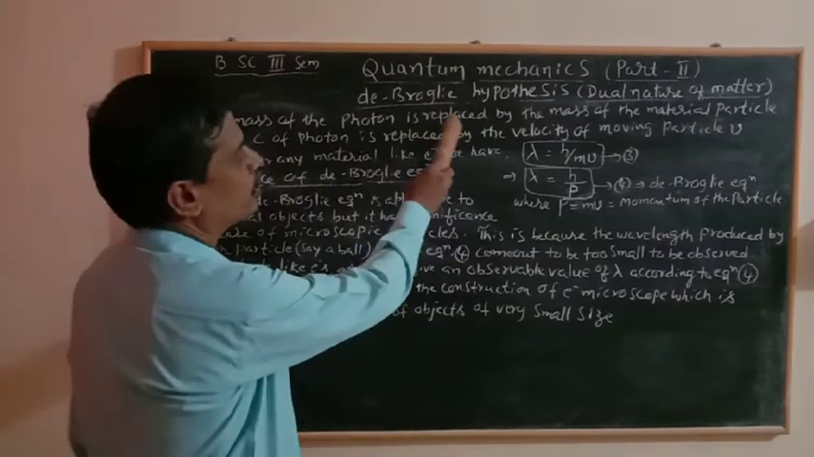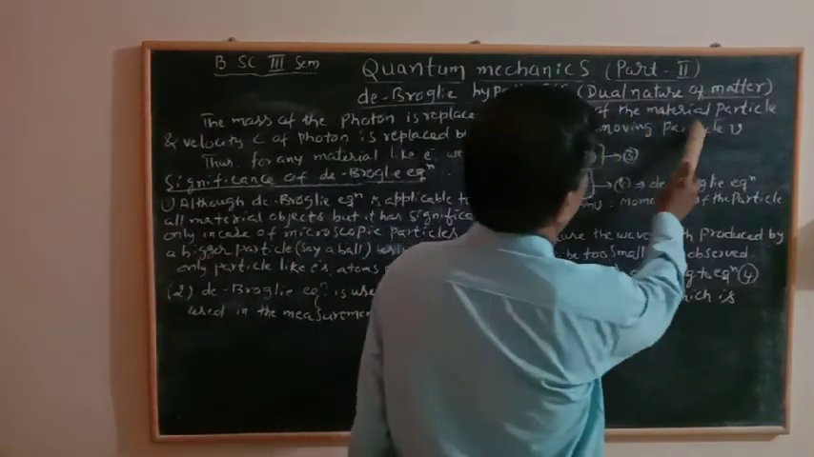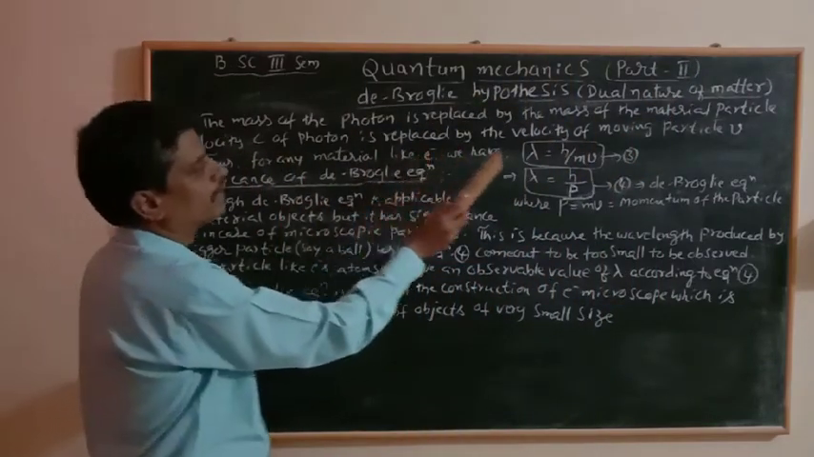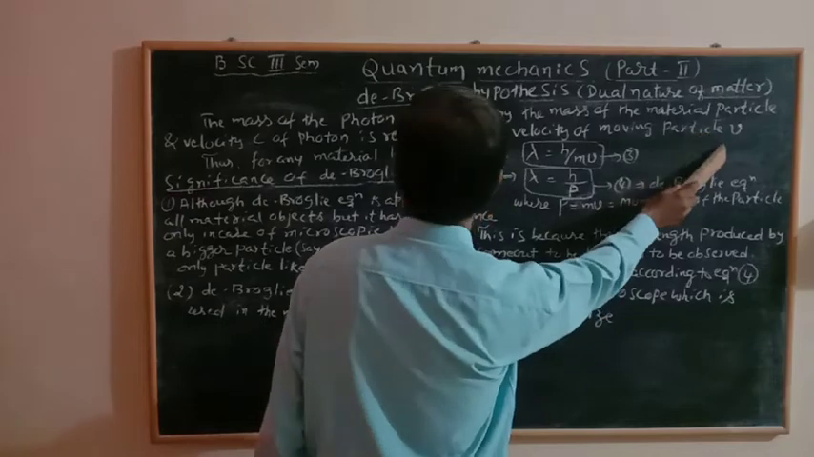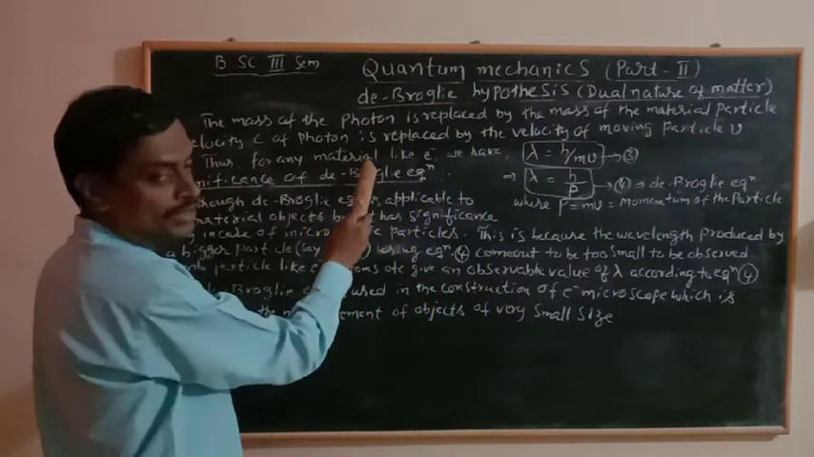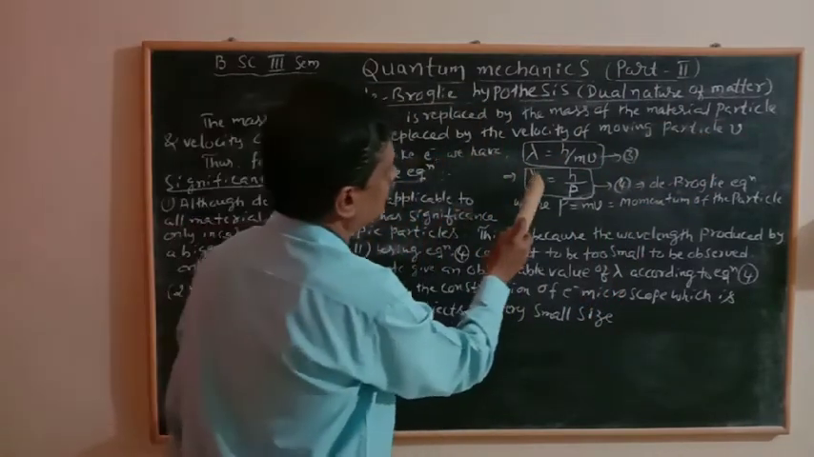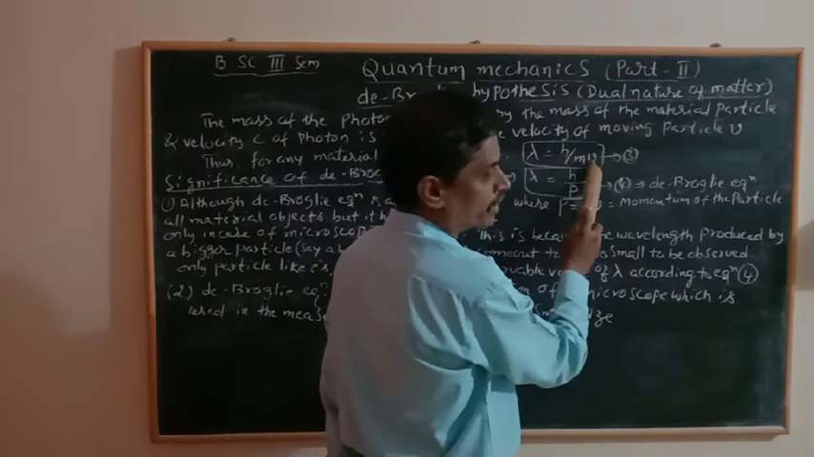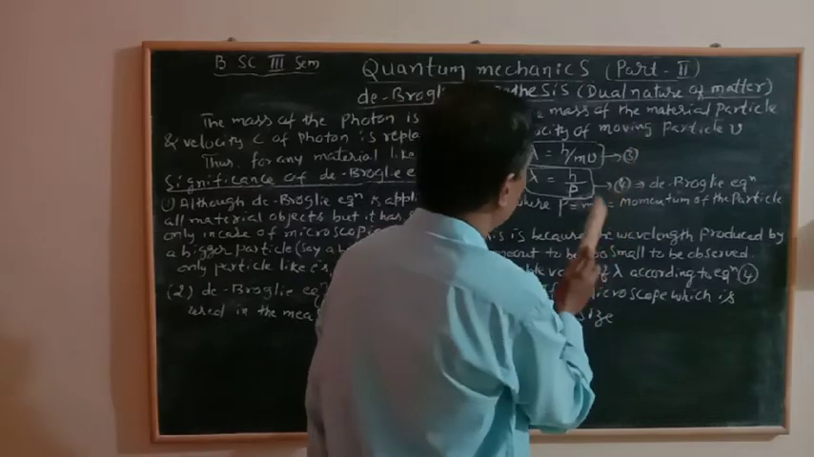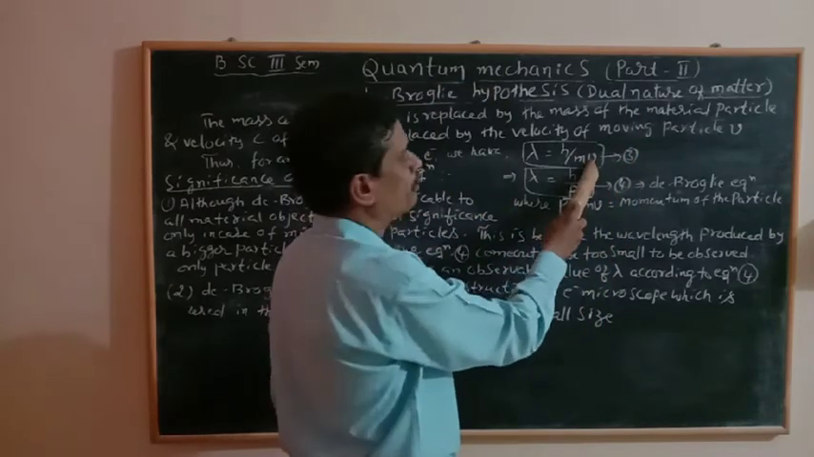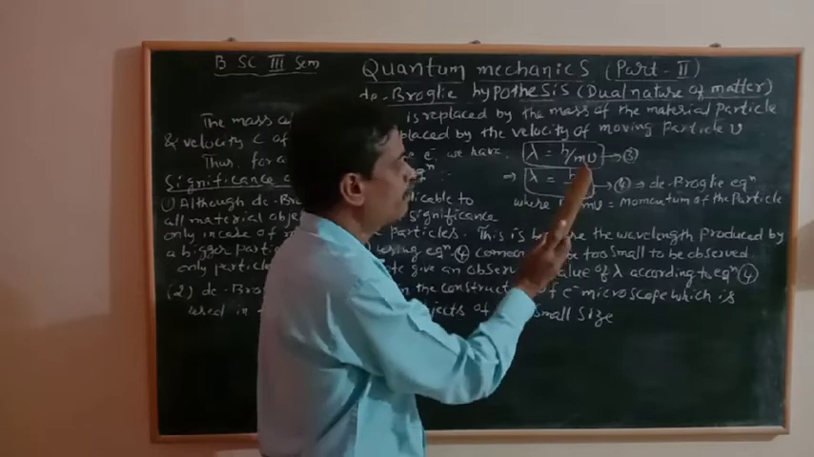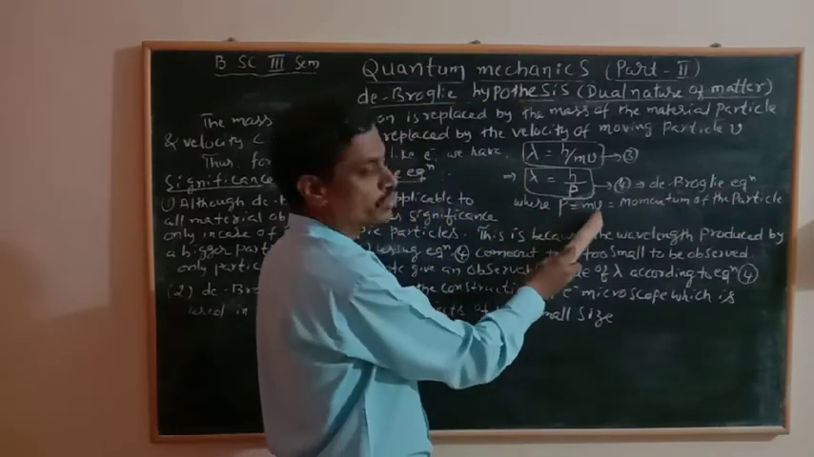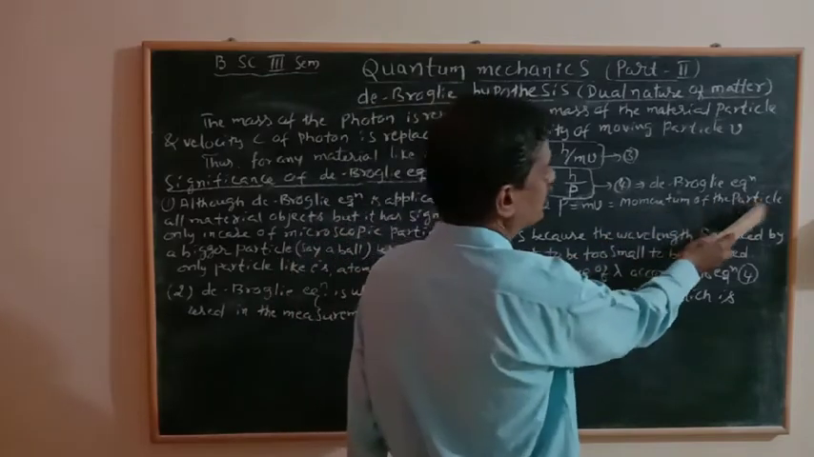The mass of the photon is replaced by the mass of the material particle, and the velocity c of the photon is replaced by the velocity of the moving particle v. Thus, for any material particle like an electron, lambda is equal to h by mc becomes lambda is equal to h by mv. This is equation 3, and you know that mv is the momentum of the particle, so lambda is equal to h by p. This is called the de-Broglie equation, where p is equal to mv, nothing but the momentum of any particle.